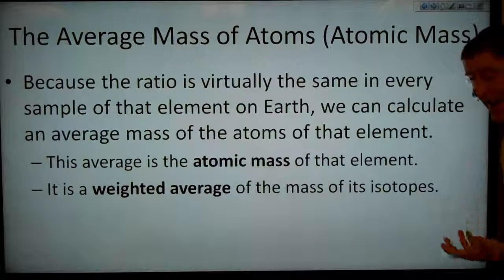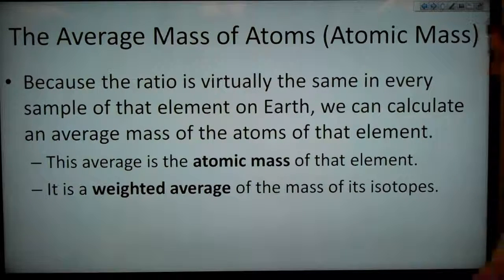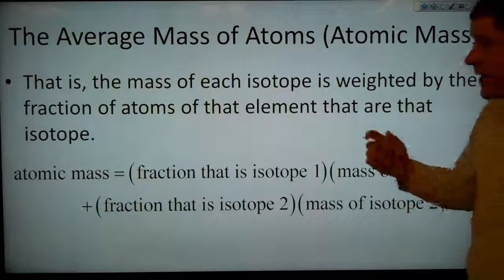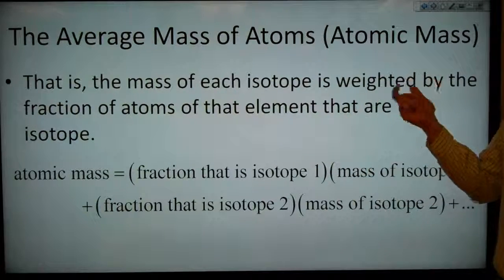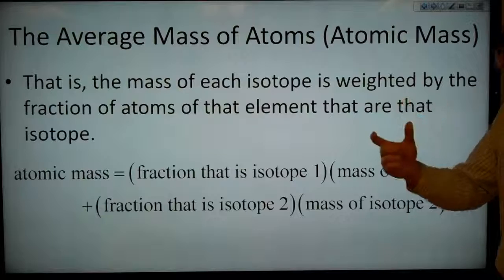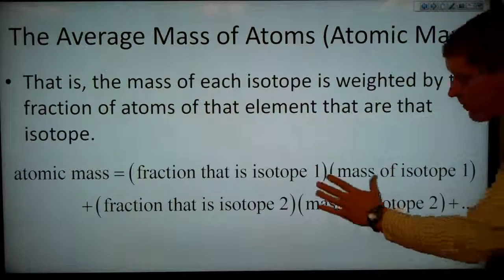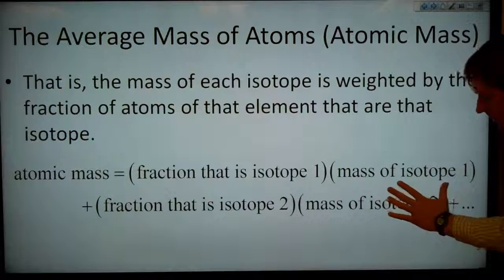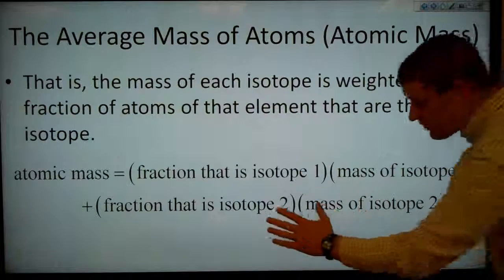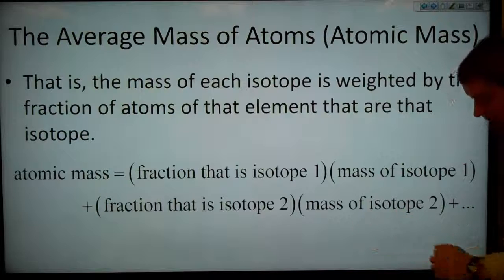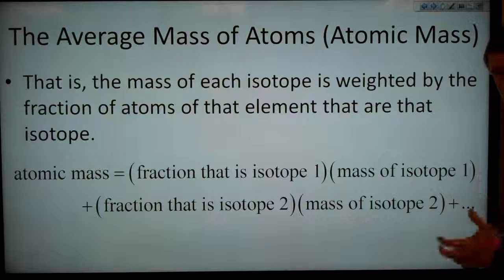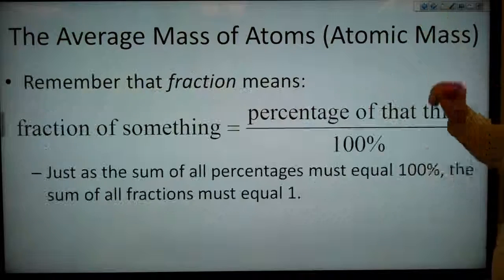And this is a weighted average of the mass of its isotopes. That is, the mass of each isotope is weighted by the fraction of atoms of that element that are that isotope. So the atomic mass is equal to the fraction that is isotope 1 times the mass of isotope 1, plus the fraction that is isotope 2 times the mass of isotope 2, and so on for all the isotopes that we see.